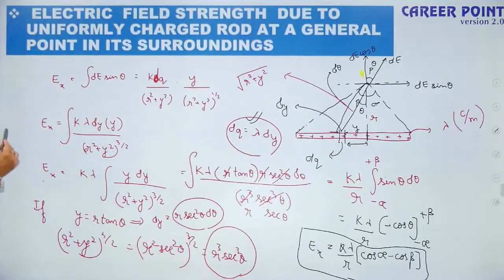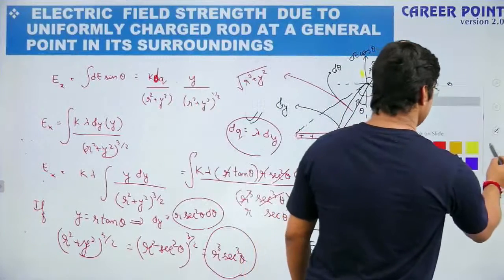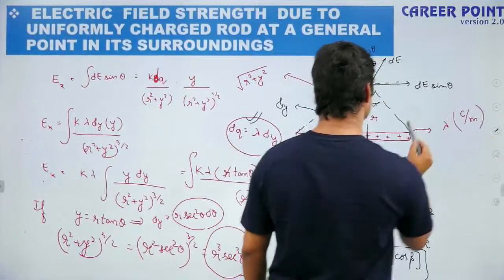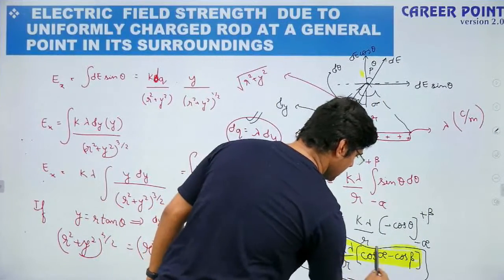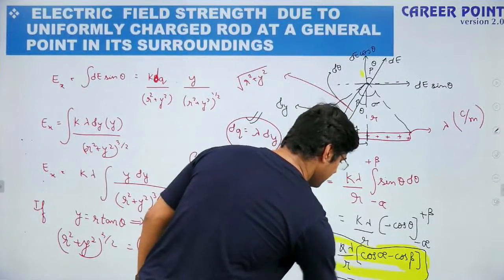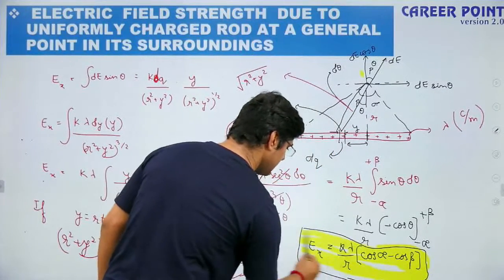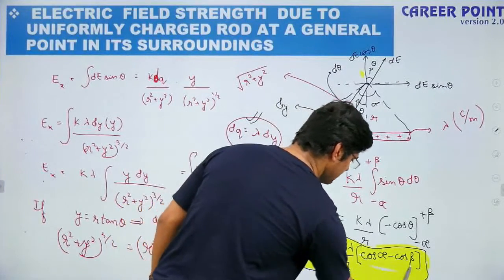I am also highlighting it in case required. So I am highlighting this expression. In Ex we are getting cos alpha minus cos beta. We had not integrated sin theta and had directly written that, so that was an error in this.